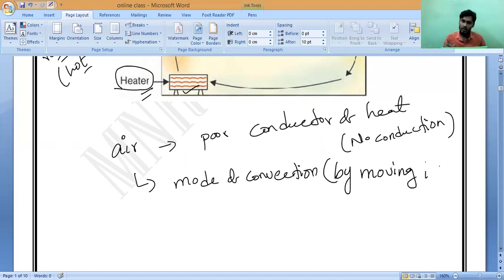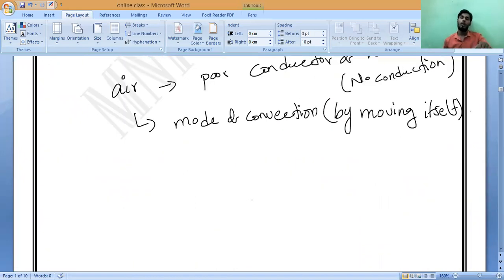Moving itself. That is what we should call convection in air. So here, air particles will also move from hotter regions to colder regions everywhere. That is how the convection process will be carried out. Now let us discuss how this process is carried out.